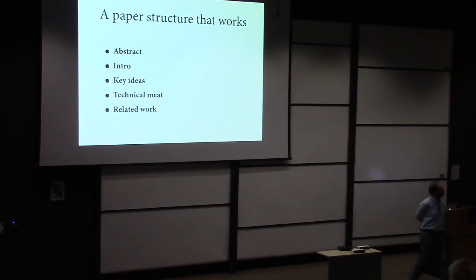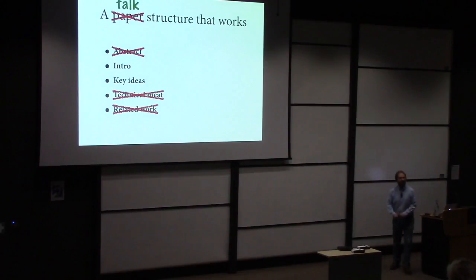Let's say you've written a paper that follows this structure. Yeah. Remove the technical meat. Okay. Yeah. Anything else? Remove related work. Okay. Anything else? Well, the abstract. Okay. There's no abstract in the talk usually. So basically, you remove almost the whole thing. Right. All you have left is intro and key ideas.